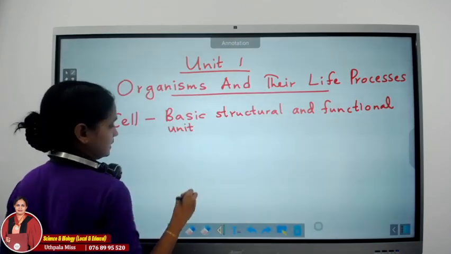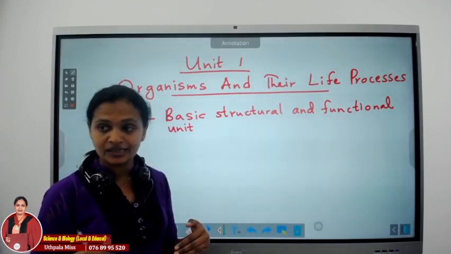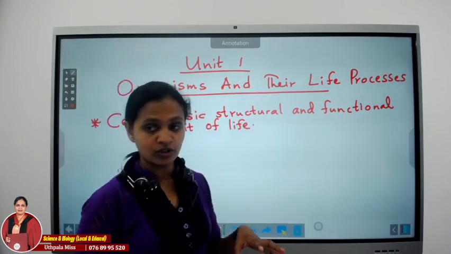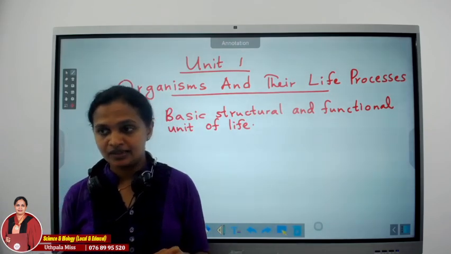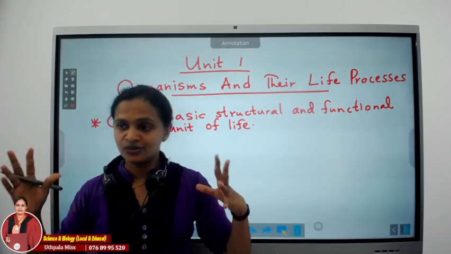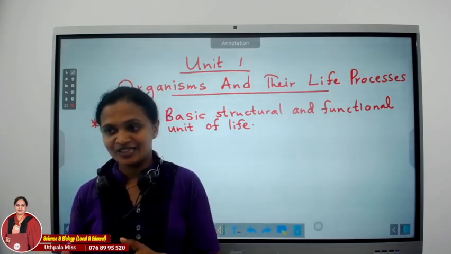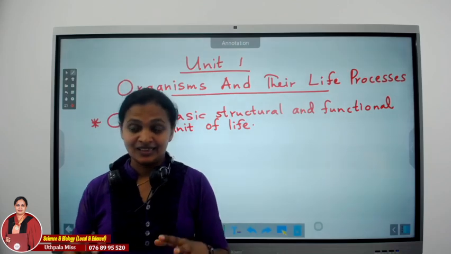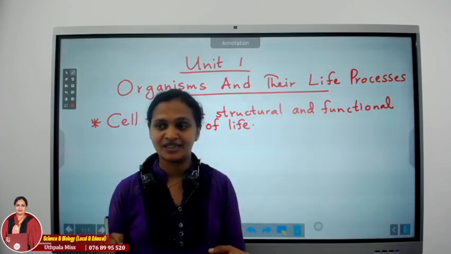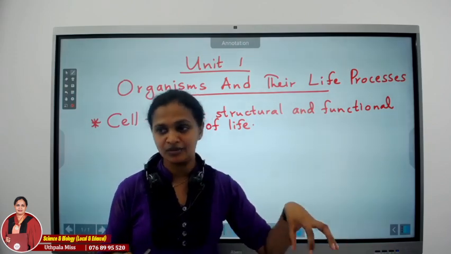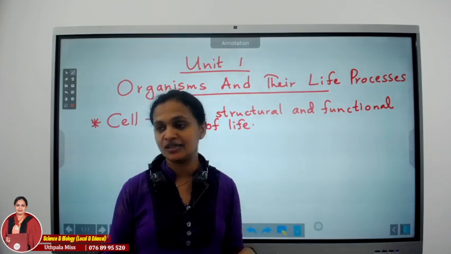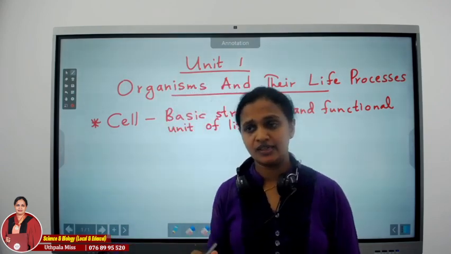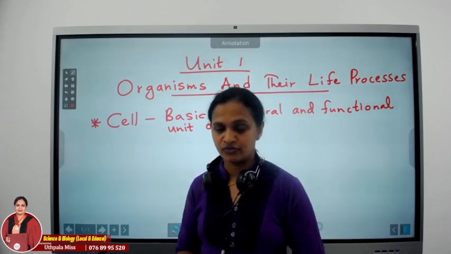That means whether the organism is unicellular or multicellular, its body is made of a basic unit known as the cell. If it is a unicellular organism, its whole body is a single cell. If it is a multicellular organism, there are a large number of cells, but once again, the basic building unit of that organism is a cell. So the concept of the cell is important. We will discuss the structure of the cell.